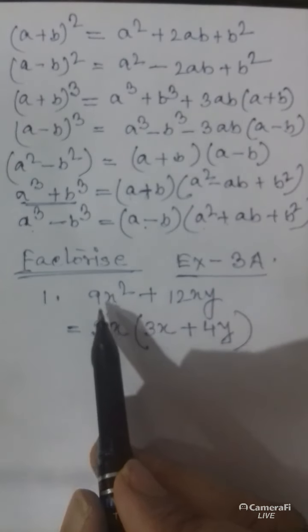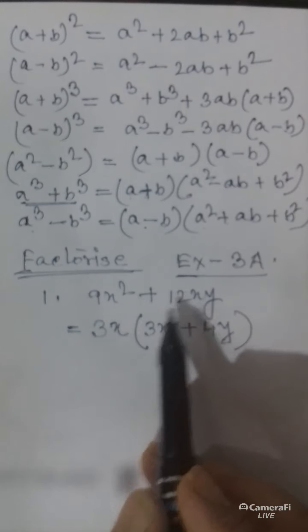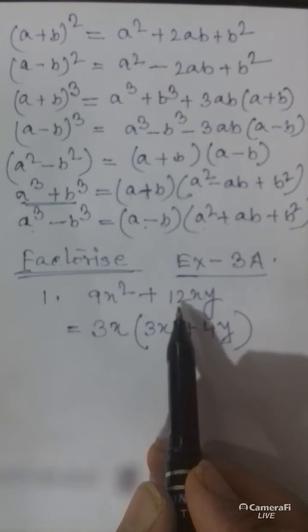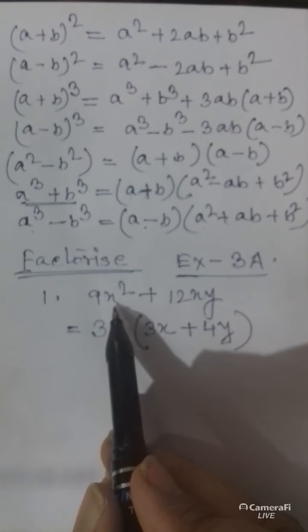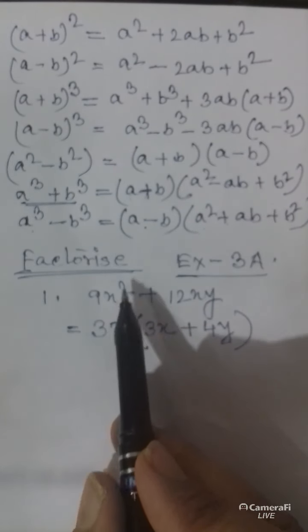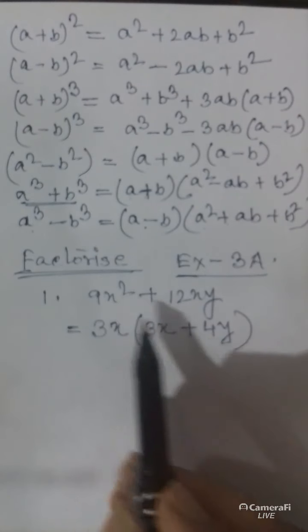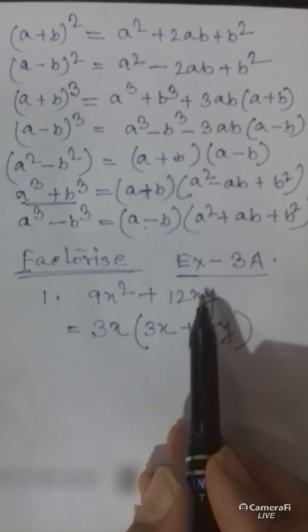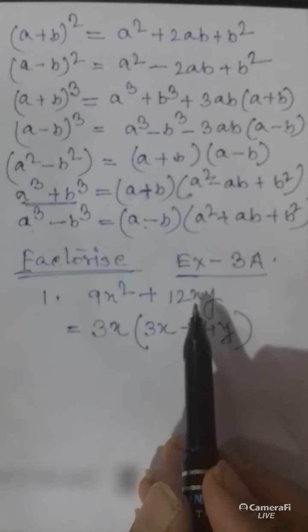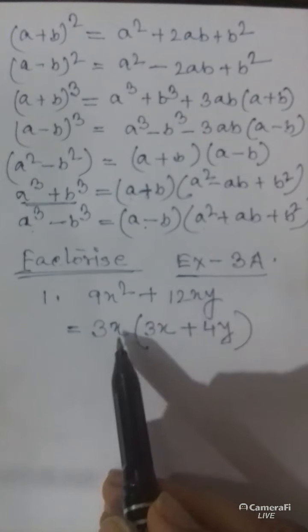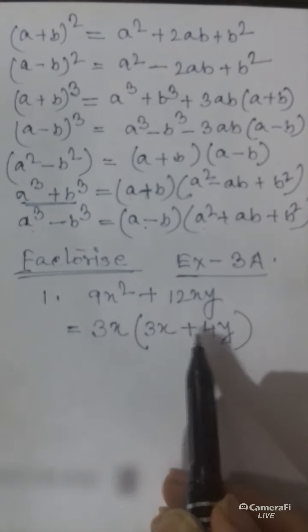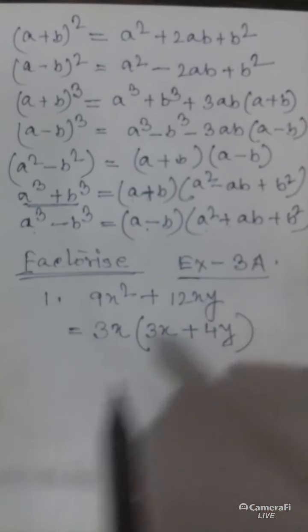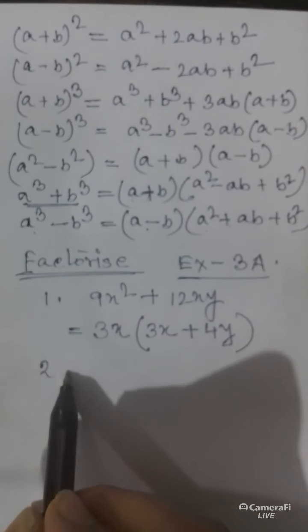By taking the common factor between two terms in 9x square plus 12xy, first we see the constant terms 9 and 12. What is the common between 9 and 12? 3 is common. And in the first term the power of x is x square and in the second term the power of x is 1. So the lowest power is the HCF. HCF of x square and x is x. So 3x common, here 3x plus 4y. This is the answer. Now question number 2.